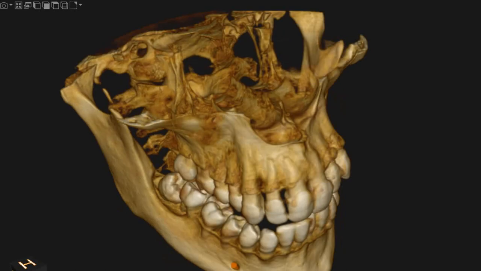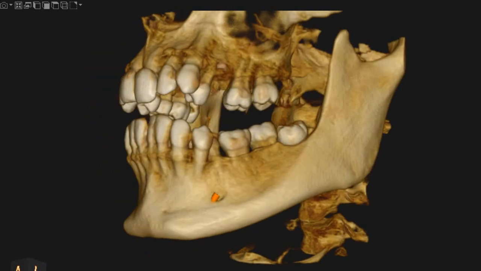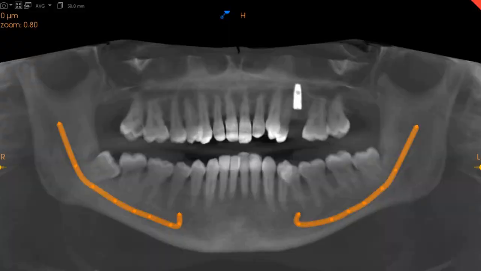This is the CBCT of the patient that you had requested. The area of interest is the lower right 8 and the lower left 8. The lower right 8 on the panoramic view is a horizontal, mesioangular impaction. It's quite deep into the ramus.